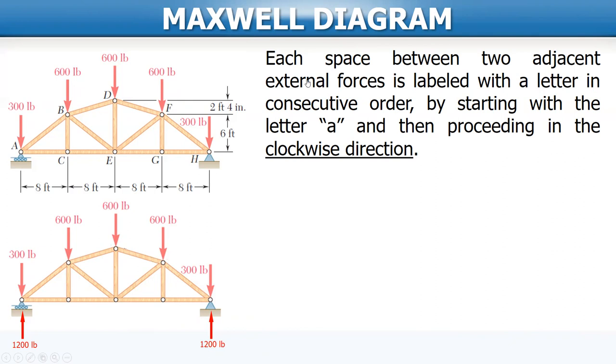Each space between two adjacent external forces is labeled with a letter in consecutive order, A, B, C, D, and so on. By starting with the letter A, we'll just use small letters para dili ma-confuse sa joints kay capital letters man. But you can also use capital letters if you want. And then proceeding in the clockwise direction. So A, B, C, D in a clockwise direction.